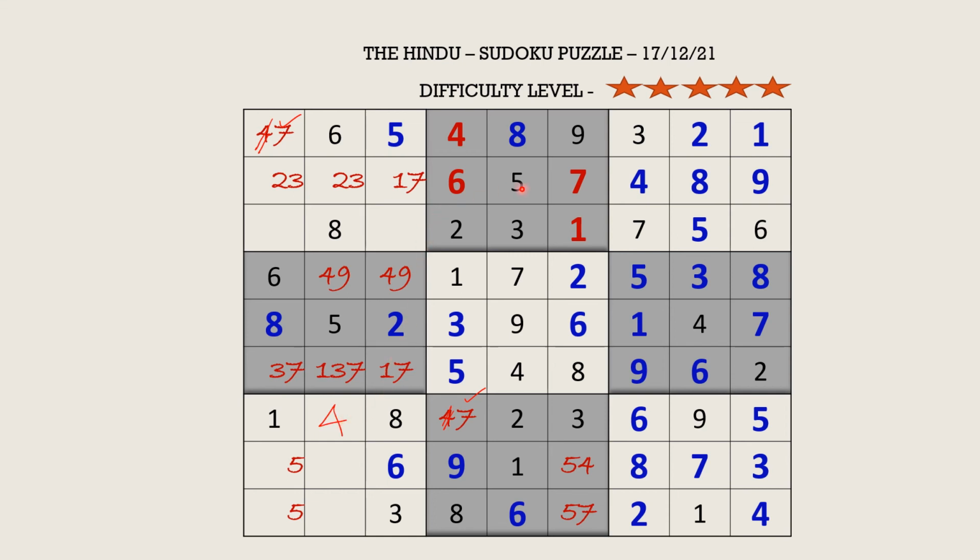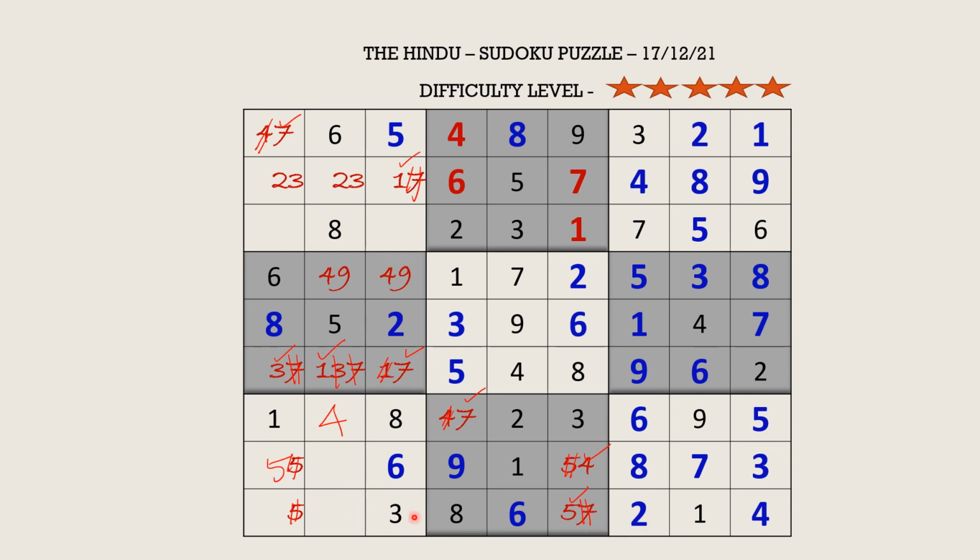And also because of this 7, this becomes 1. And this cancels out 1 here. This is a 7 and this is 3 and this becomes 1. And because of this 7, this becomes 5. This is a 4. So this 5 cancels out this 5 here. So this becomes a 5.